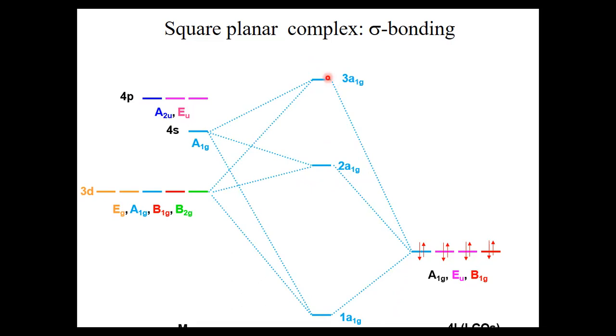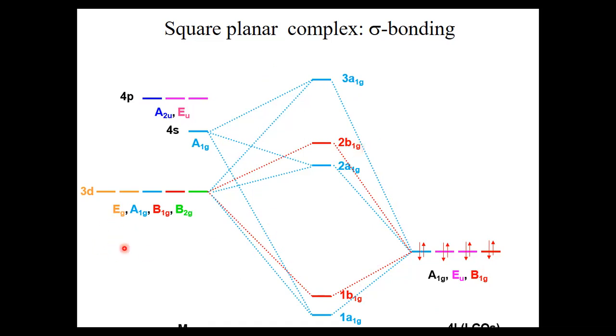Okay, so next we can, for instance, choose the B1Gs. So we see that one of our d orbitals has B1G symmetry. One ligand group orbital has the same symmetry, so that gives two molecular orbitals. One is bonding and one is anti-bonding. The bonding one is the 1B1G, the anti-bonding one is the 2B1G.